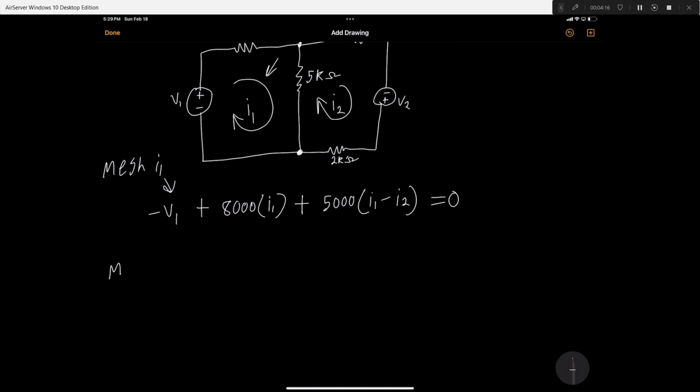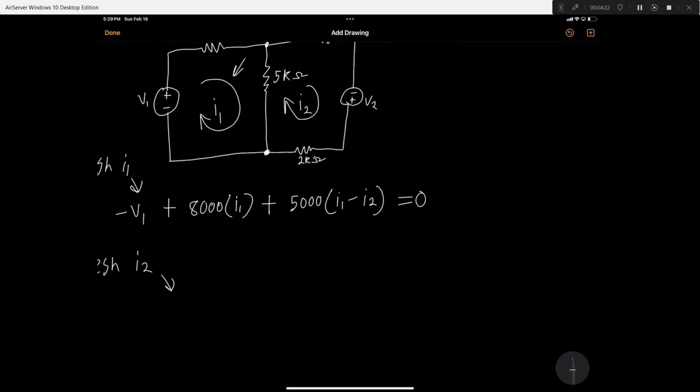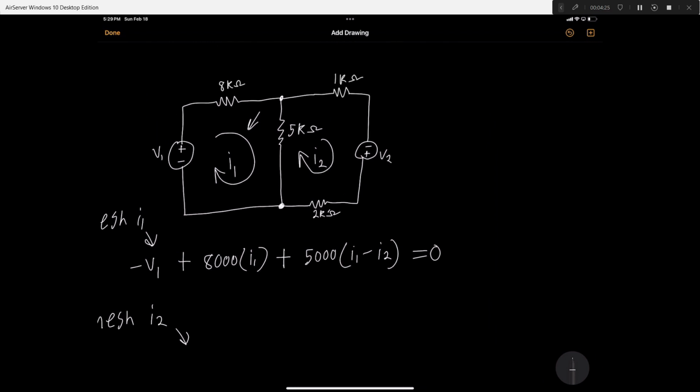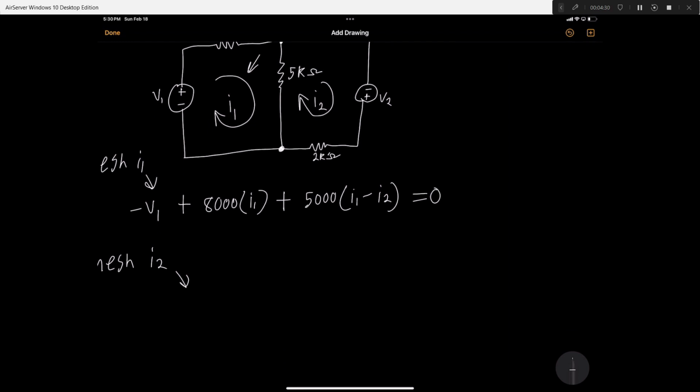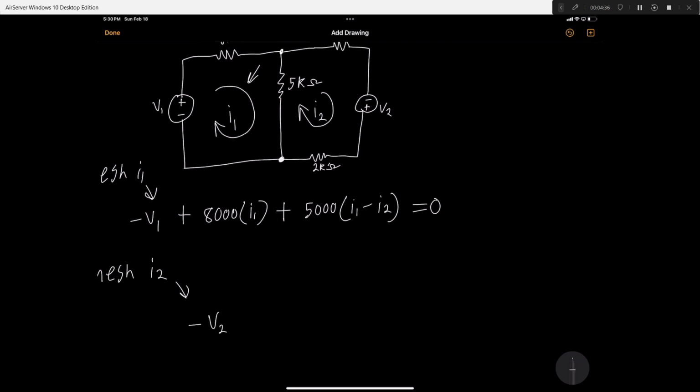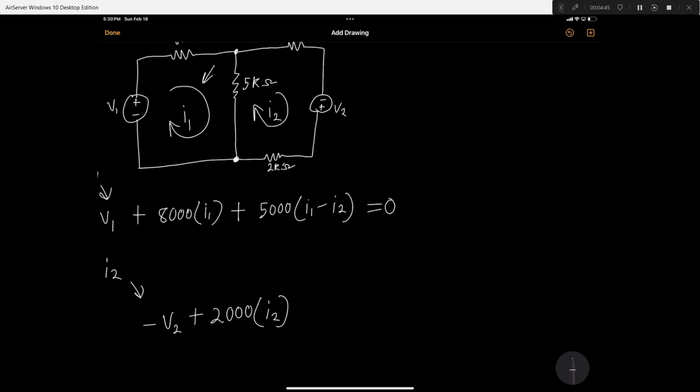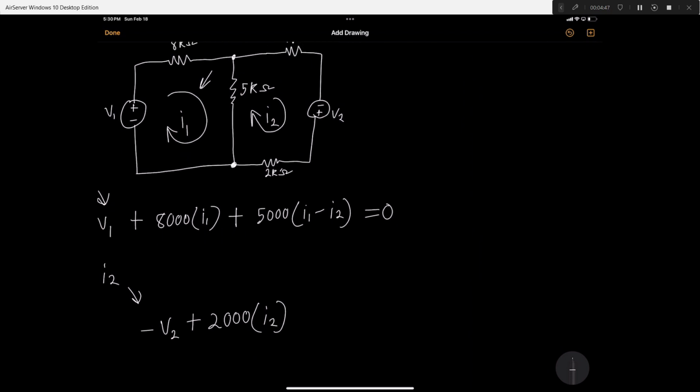And then mesh I2 I'm going to do the same way. We're going to start at V2 here. It's going to be negative V2, going from negative to positive, plus resistance 2000 times I2. That's equal to voltage. Now we do the 5k ohm. For this one, since we're doing I2, it's 5,000 times I2 minus I1 this time.